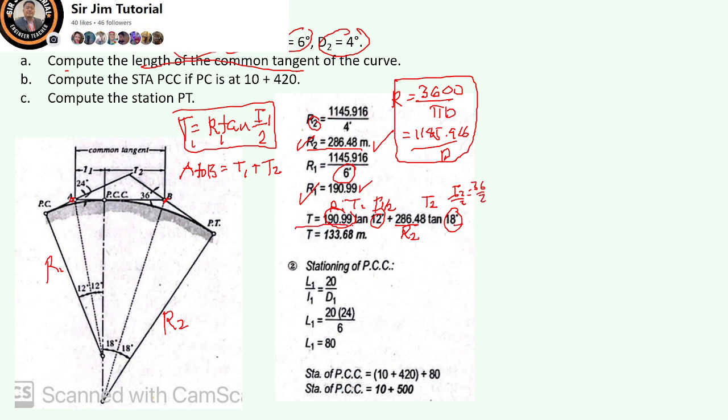So therefore, we can compute the common tangent. This is T1 plus T2. Okay? So we get T, or the common tangent. That is the distance from A going to B, this total length. Okay? So, compute the PCC. What is the station at PCC? We need to get the length of curve 1.